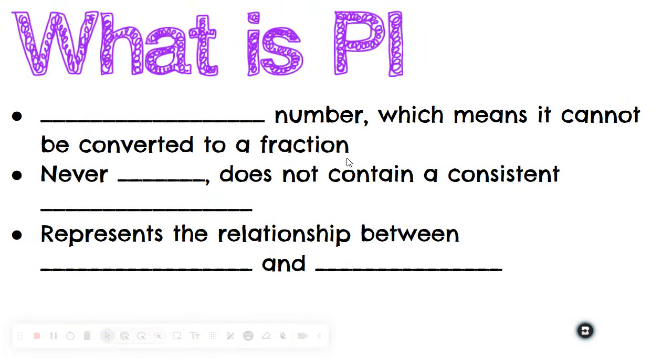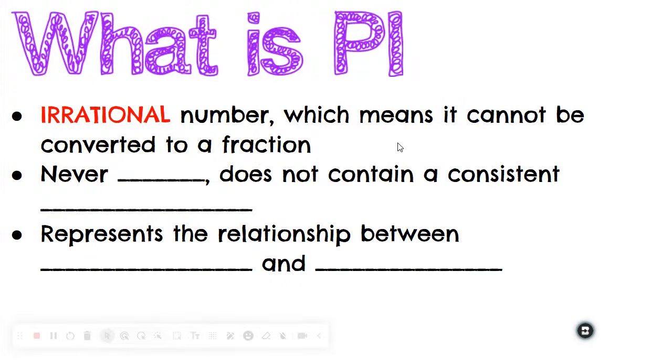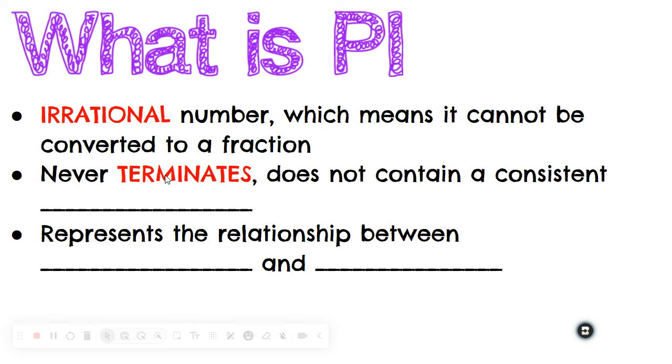Okay, so let's recap what pi is. As mentioned, pi is what we call an irrational number. It is an irrational number because it cannot be converted to a fraction. The reason it cannot be converted to a fraction is because it never terminates and it does not contain a consistent pattern. So when it comes to pi, it's very different than, for example, 1/3.